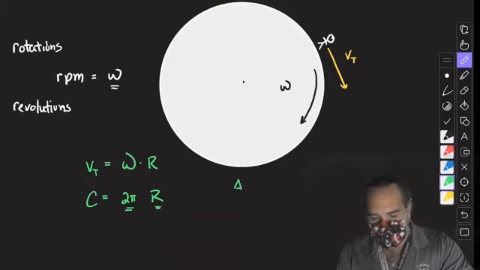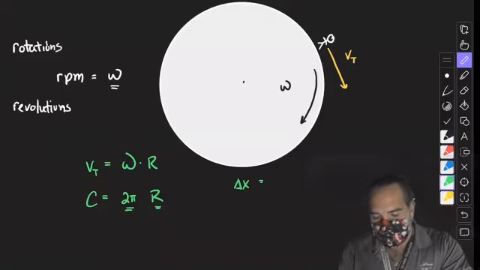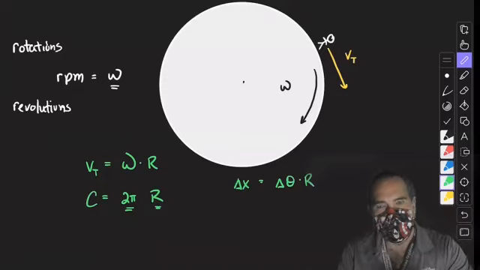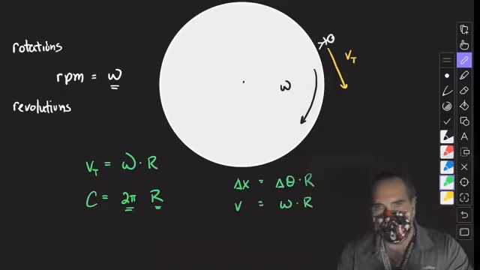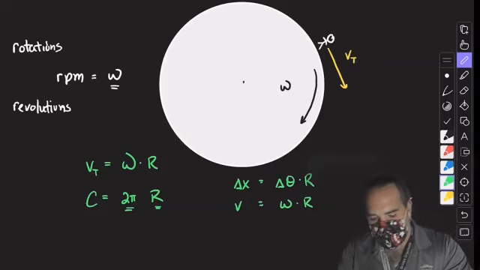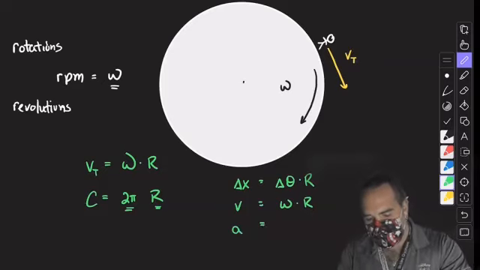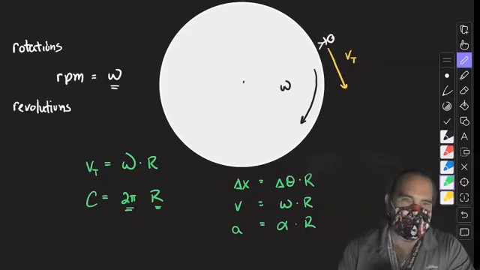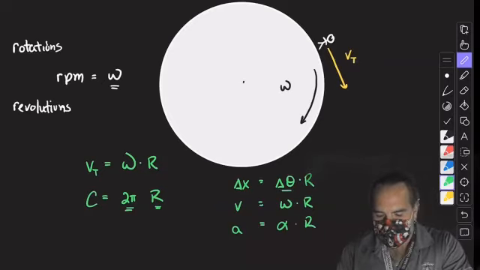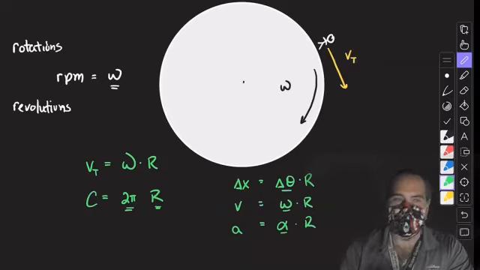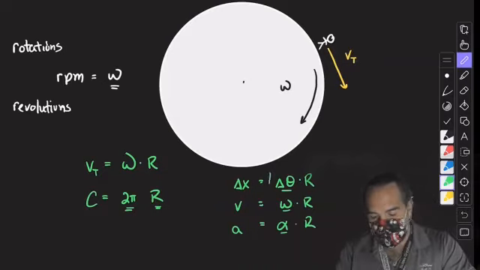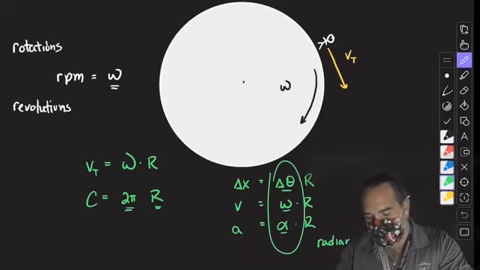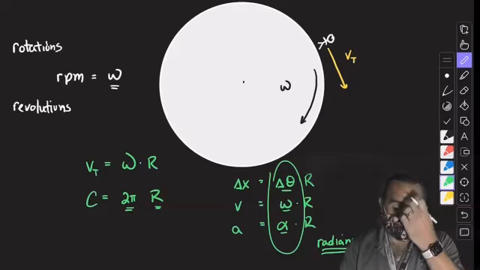So if I want displacement, the linear displacement of an object, it is the angular displacement times the radius. Divide them all by time, and I get the linear velocity is the angular velocity times the radius. Divide them all by time again, and the angular acceleration and the linear acceleration are also related in the same way. So angular displacement, delta theta, angular speed, omega, angular acceleration, alpha. However, to use this, these all have to be in radians, or else they are not useful.